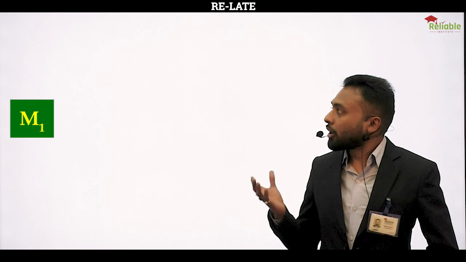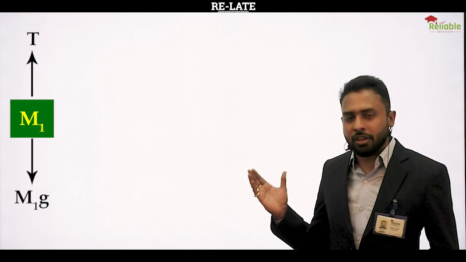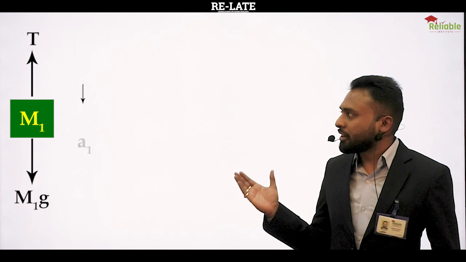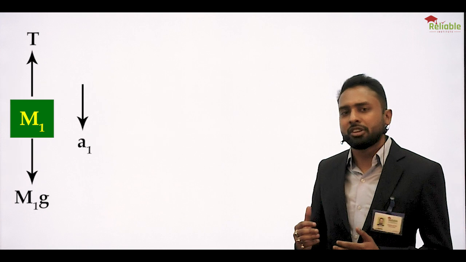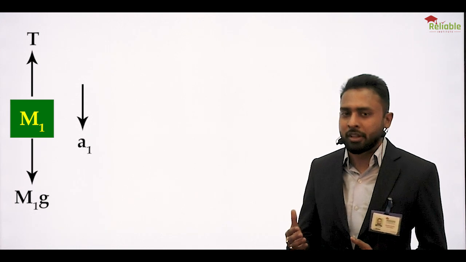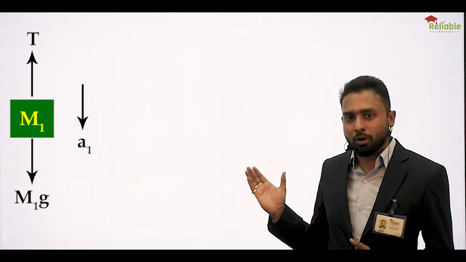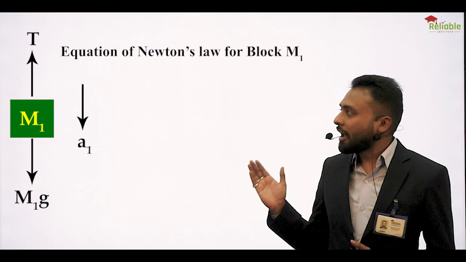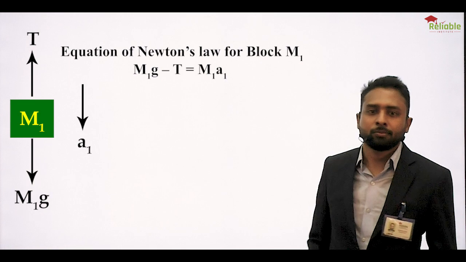Let's analyze block M1 here. In the FBD of block M1, we have a tension force T in the upward direction, its weight m1g in the downward direction, and its acceleration has been assumed as a1 in the downward direction. Actually, we can assume the acceleration in whichever direction we want, upward or downward, because it's a vector quantity. Here, I have assumed it in the downward direction. Applying Newton's second law, we can write the equation m1g minus T equals m1 a1.